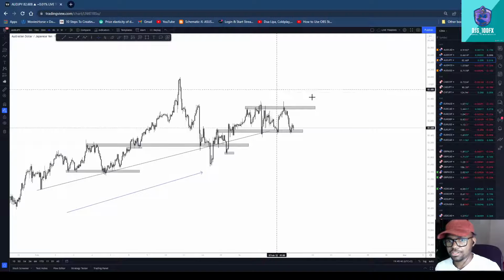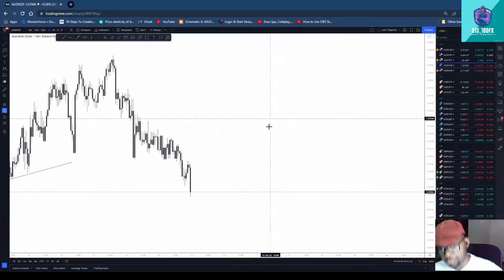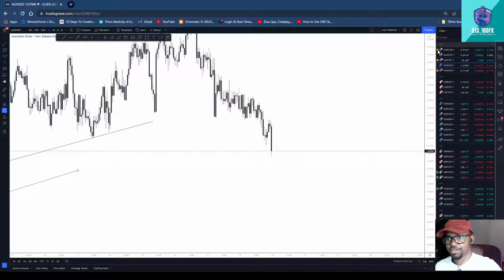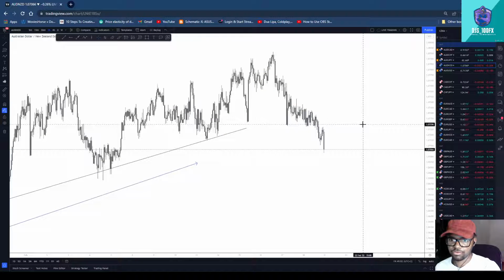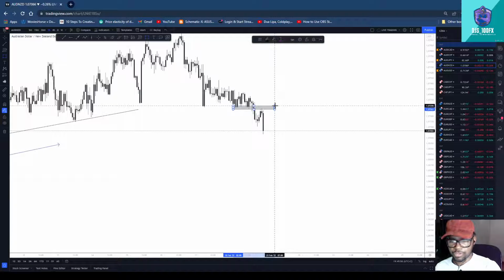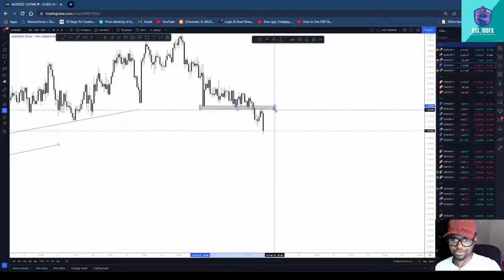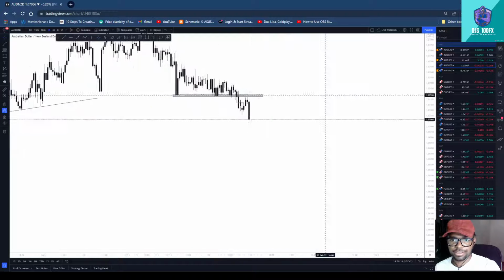Moving to AUD NZD. AUD NZD has been moving down. There was a trade I was actually looking for if price developed, but never managed to get it. So price was at this level of resistance, which after some retests it became a level of support. After many retests it became resistance, which price came, retested slightly, and then pushed down.